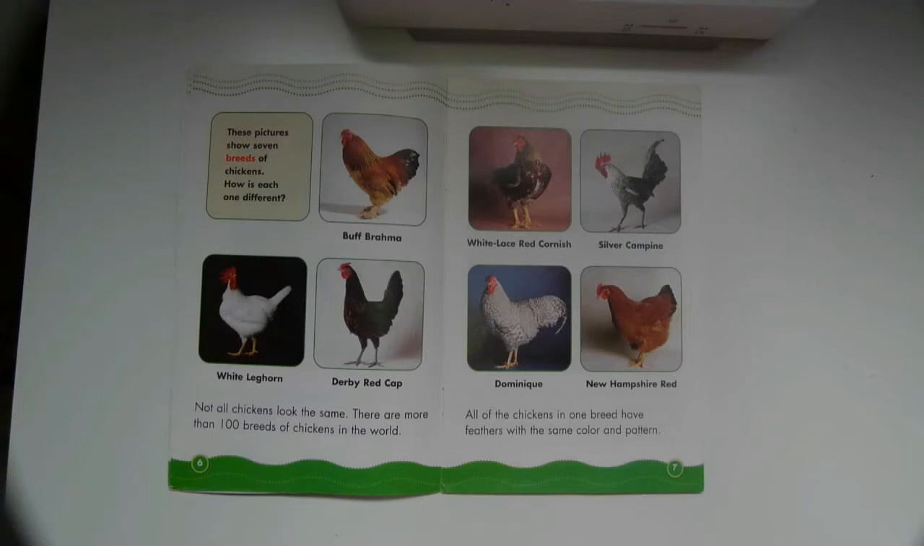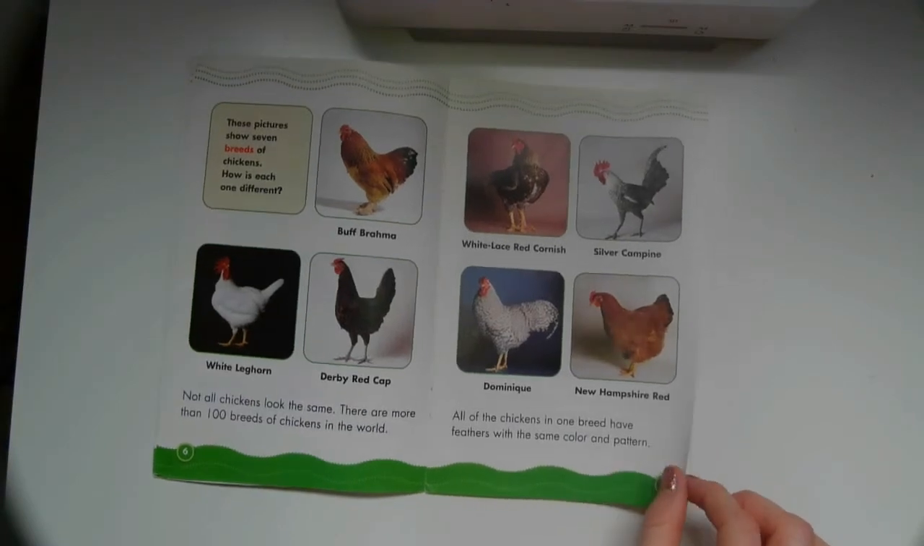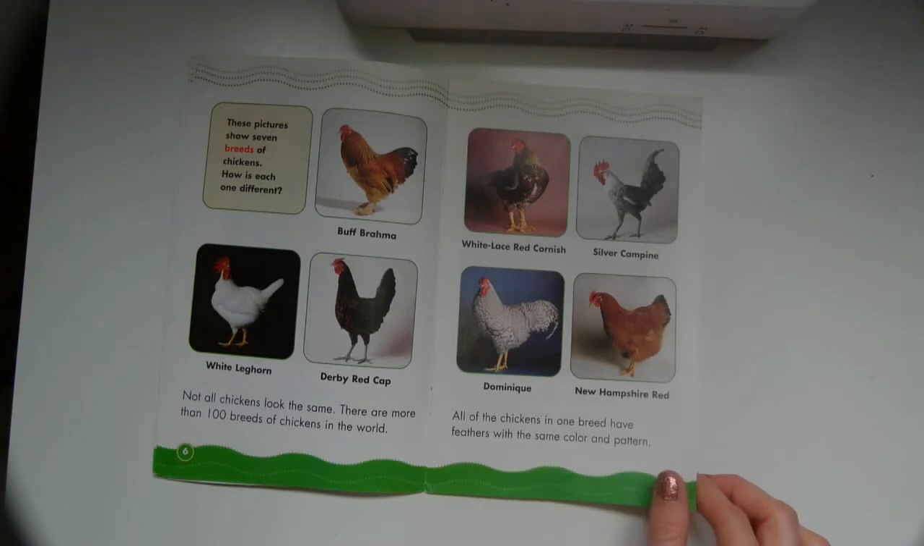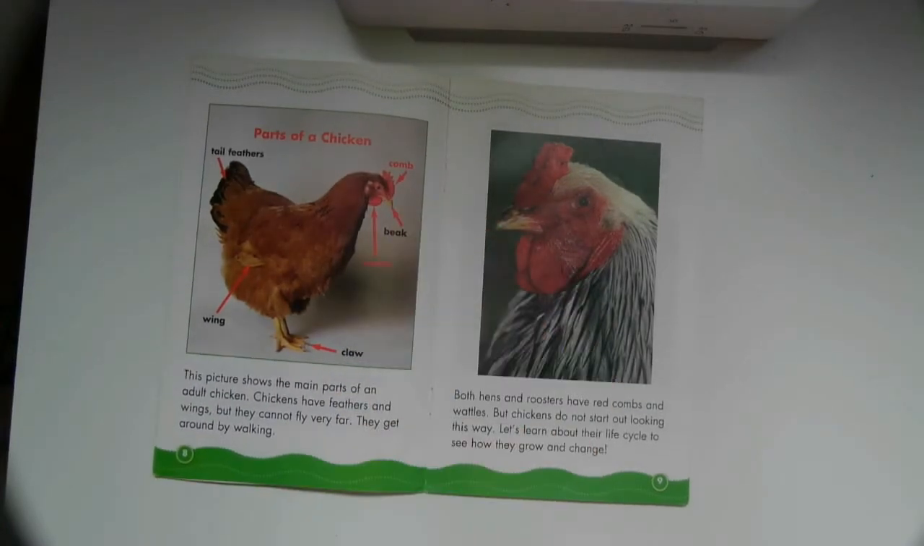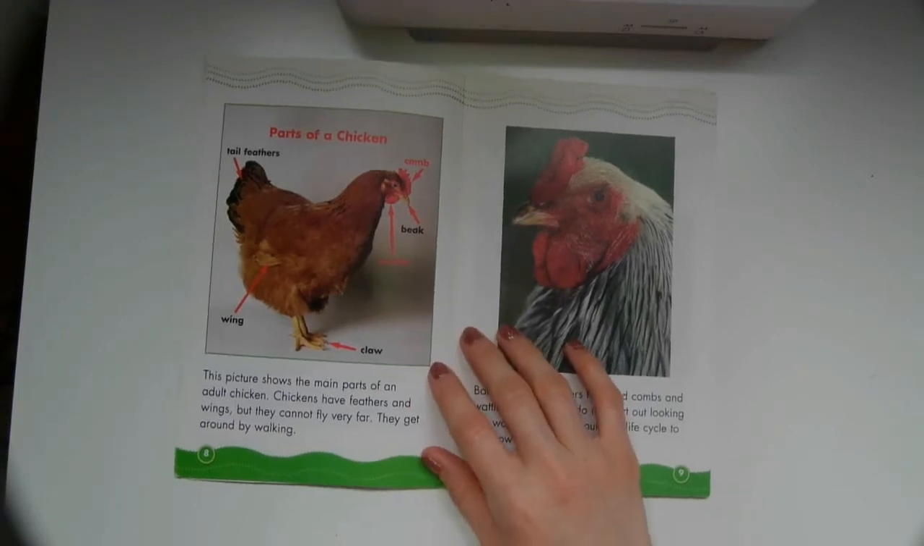Not all chickens look the same. There are more than 100 breeds of chickens in the world. All the chickens in one breed have feathers with the same color and pattern. So you know that they're part of that same breed or type or family because they all have the same types of feathers. Parts of a chicken. Now, my class did a little bit of talking about this before the break, but there are some funny words here, so make sure you're paying attention.